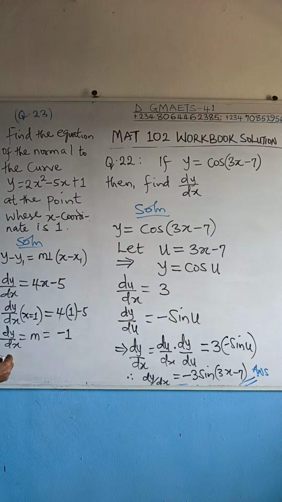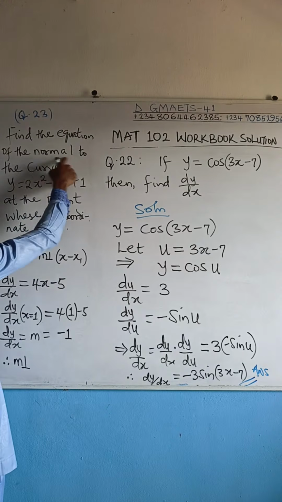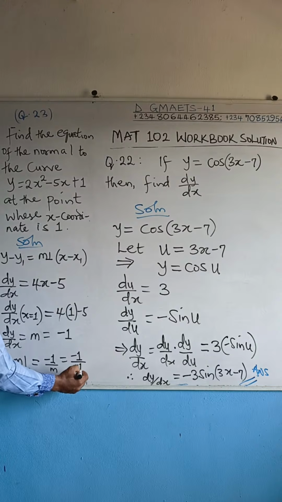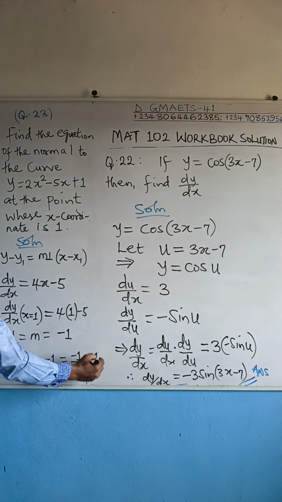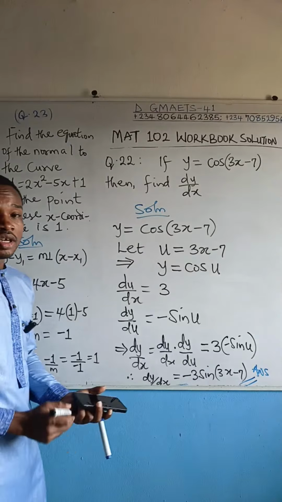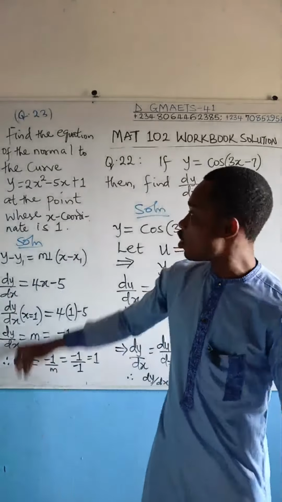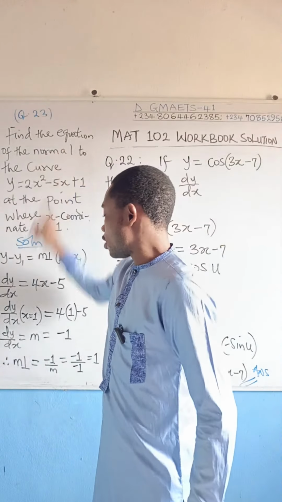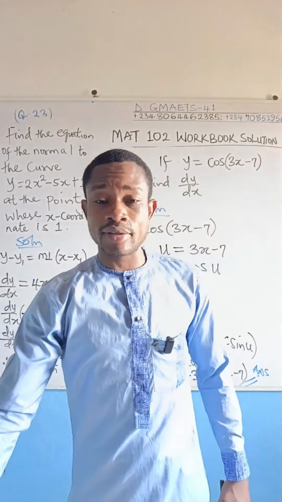It is minus 1. Therefore, the gradient of the normal, whose equation we are asked to find, is minus 1 over the gradient of the straight line or tangent line, which is minus 1 on its own. If we simplify this, our m perpendicular will be equal to 1. So we have gotten the gradient of the normal line to this curve, and the value is 1.